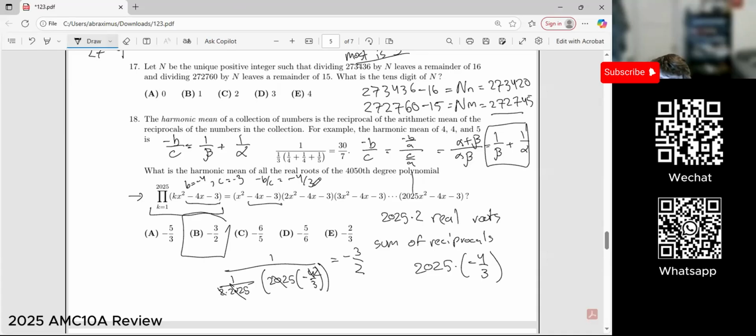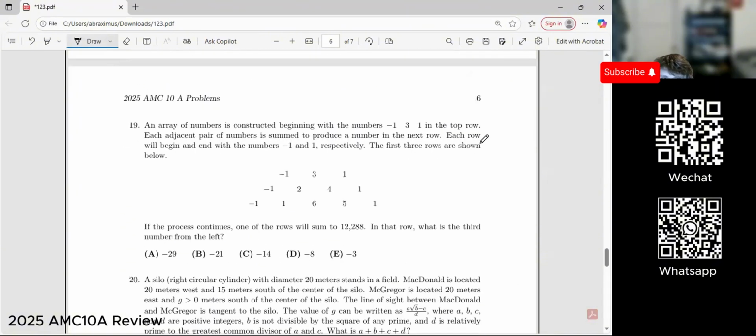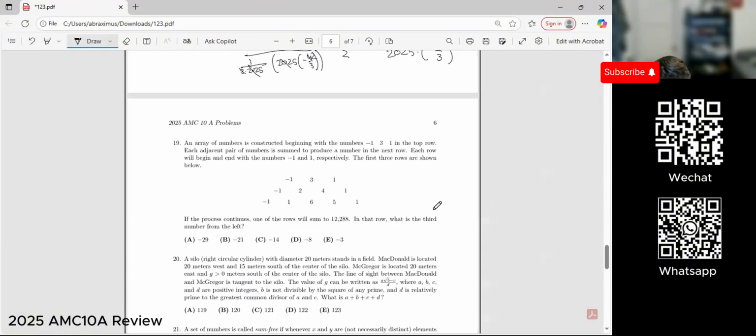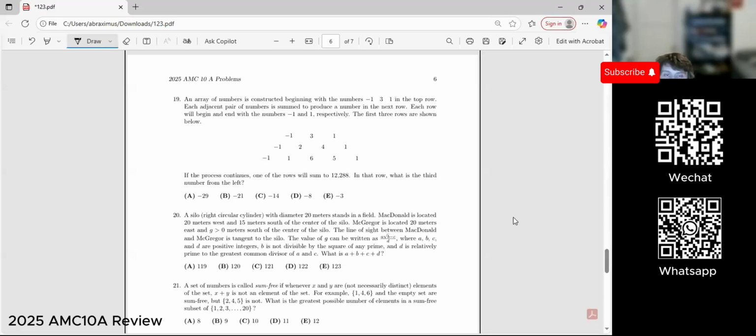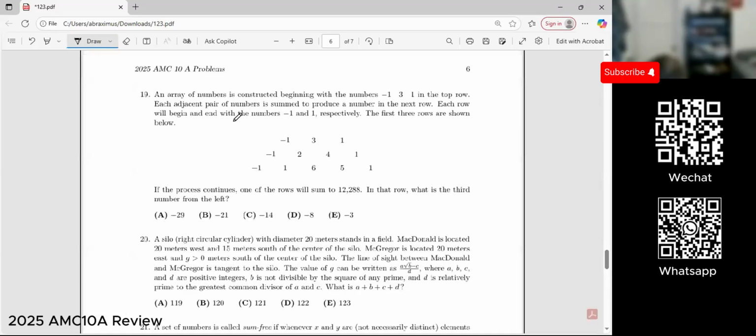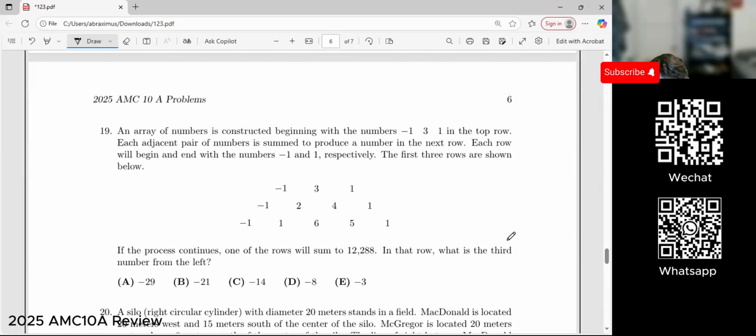Let's look at problem 19. So problem 19 is actually really cool. An array of numbers is constructed beginning with the numbers minus 1, 3, and 1 in the top row. Each adjacent pair of numbers is summed to produce a number in the next row. Each row will begin and end with the numbers 1 and minus 1 respectively. The first 2 rows are shown below. If the process continues, one of the rows will sum to 12,288. In that row, what is the third number from the left?